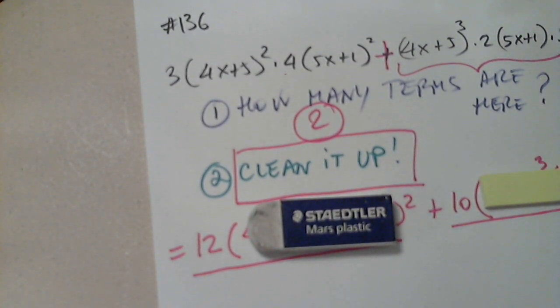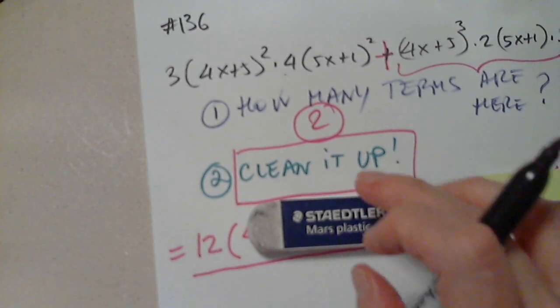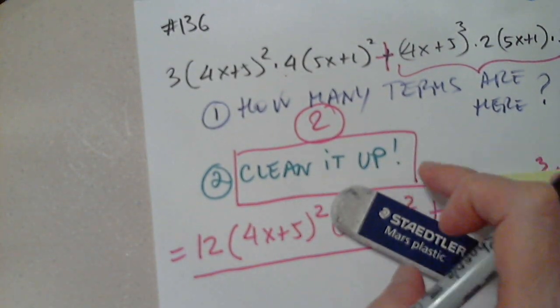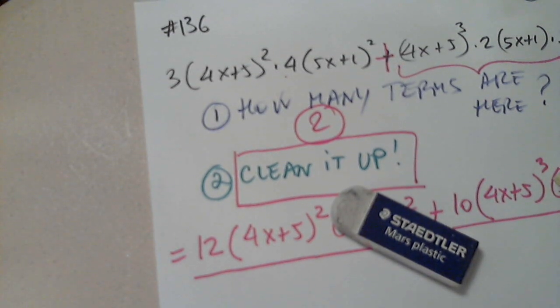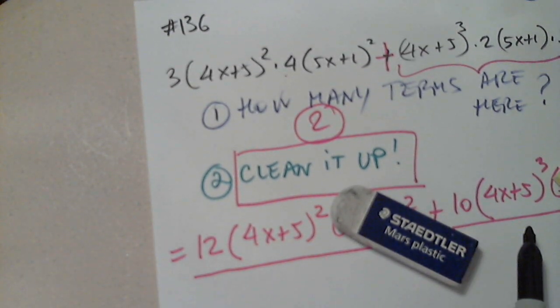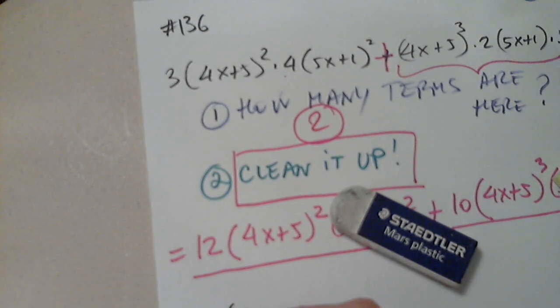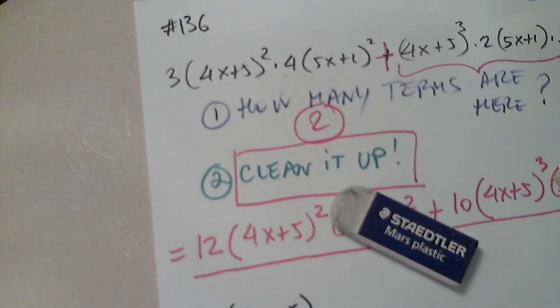12 and 10, do they have a common factor? Two. Excellent. Now I'm looking at the next factor. I see (4x plus 5) and (4x plus 5). Well, obviously it's a common factor. But now I have to decide upon the power. Do I put 1? Do I put 2? Do I put 3? Do I put 5? What do I put? And before you answer, allow me to divert for a moment here.